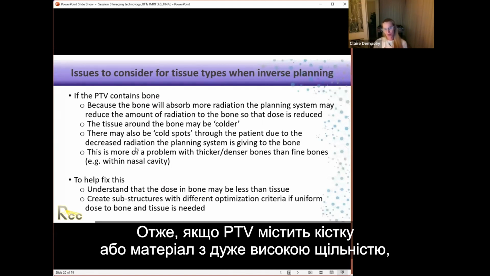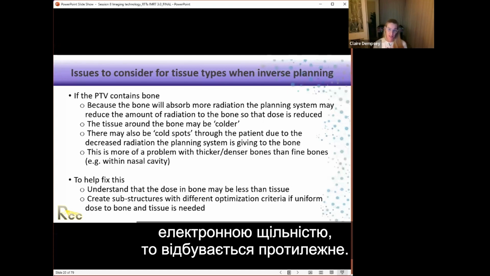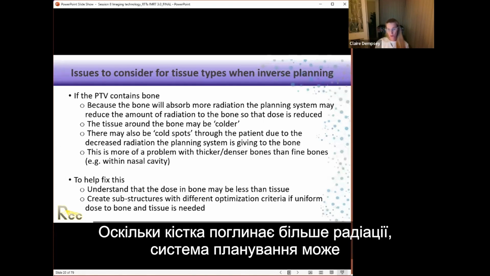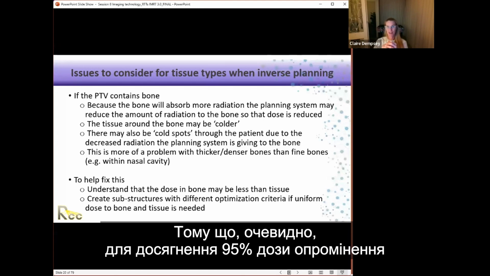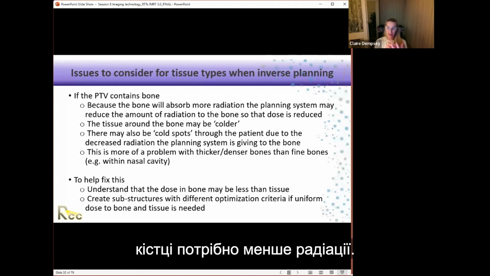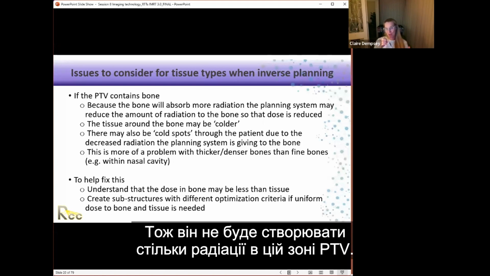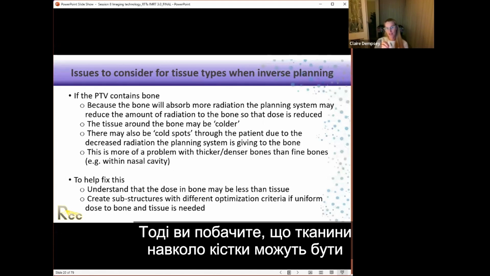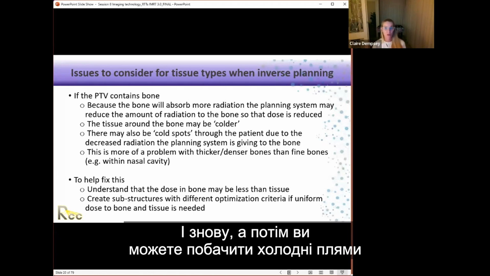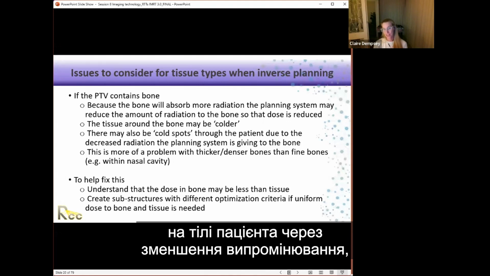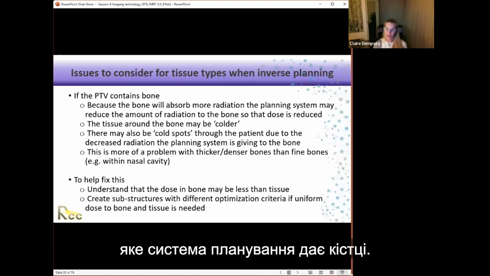And really the opposite occurs if the PTV contains bone or contains a really high electron density material, because the bone will absorb more radiation. The planning system may reduce the amount of radiation that the bone is seeing, okay? Because obviously it takes less radiation for our bone to get to 95% dose. So it's not going to put as much radiation into that area of the PTV. So then what you'll see is the tissue around the bone may be colder in our treatment plan. And then you may see cold spots through the patient due to the decreased radiation that the planning system is giving the bone.